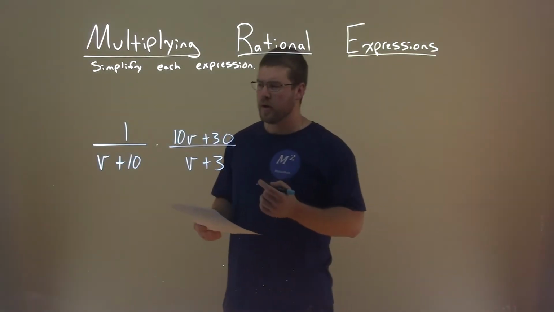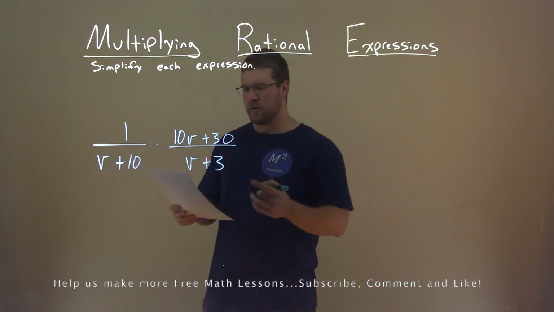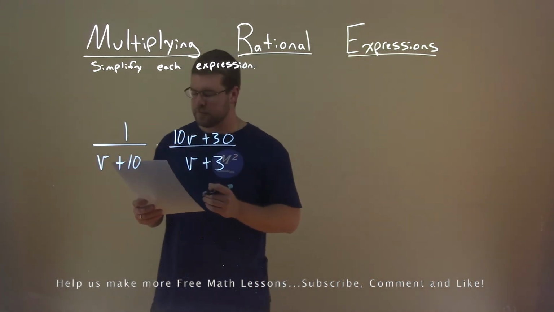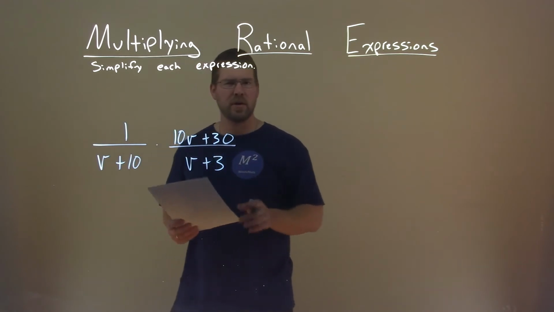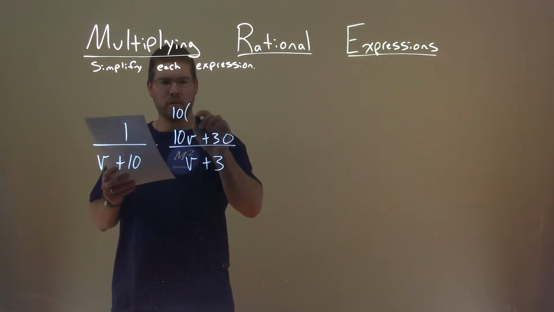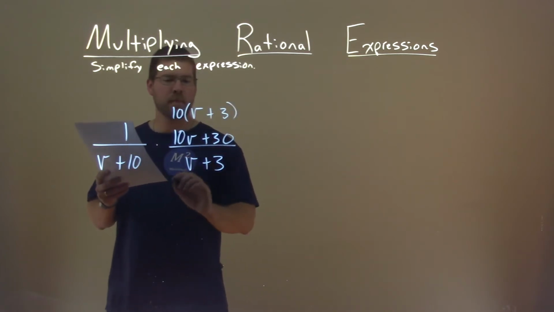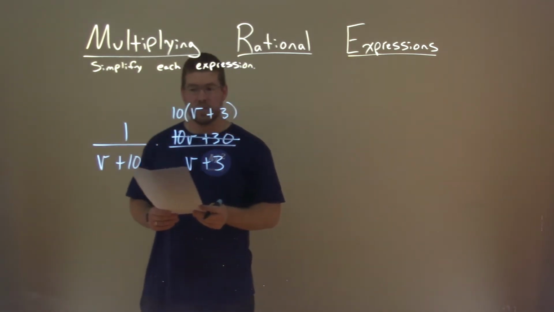We're given this problem right here. 1 divided by v plus 10 times 10v plus 30 divided by v plus 3. And we want to simplify this expression. So I'm going to try to simplify where I can. This 10v plus 30 looks like I can pull out a 10 from it. So if I pull out a 10, I'm left with v plus 3. Okay? So I'm going to cross that out and replace it with 10 times (v + 3).